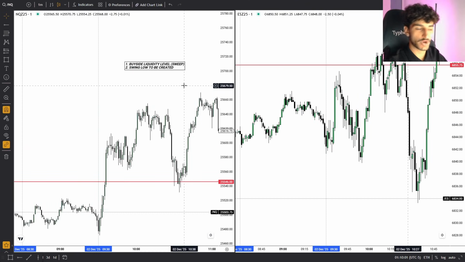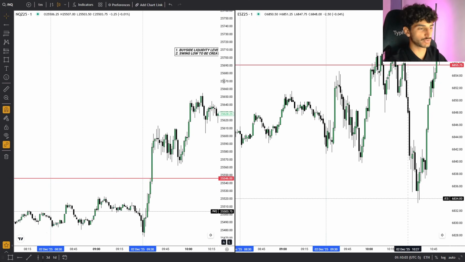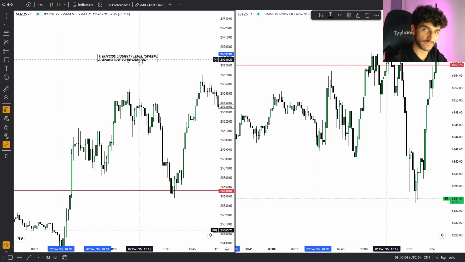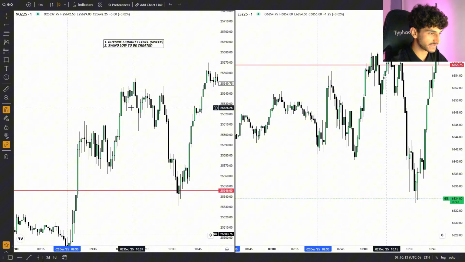Now, number 2 on my checklist is going to be a swing low to be created. And the reason why I need a swing low to be created is because step number 3 and step number 4 are going to be correlated to that swing low being created. And as you can see right here, we do get this swing low that is created at 10:07.